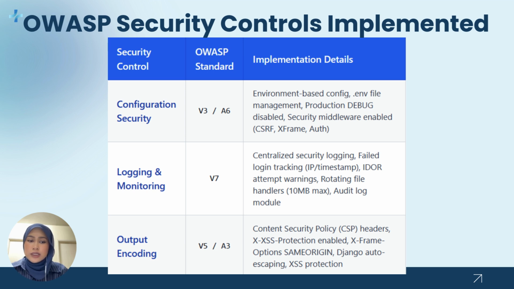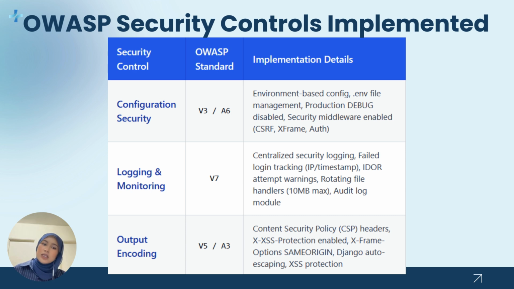And next is logging and monitoring. Under V7, it features centralized secure logging, failed login tracking with IP and timestamp, idle attempt warning, a rotating file handler with a 10 MB max, and an audit log module. This allows us to monitor and respond to suspicious activity in real time.